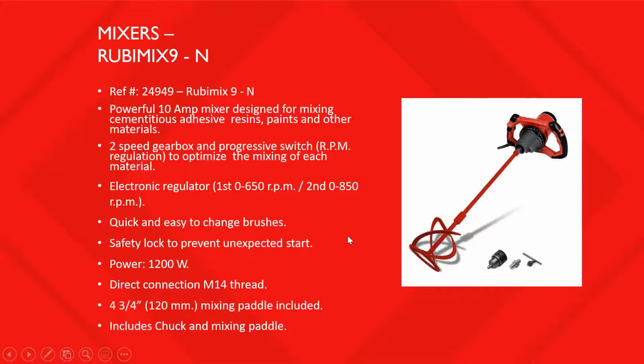Ruby Mix. Here is our mixing drill. It's one of my favorites because I started out as a bucket and trowel guy, and as a helper, they'd always tell me to go mix the mortar, go mix the thin set. So here we have the Ruby Mix 9. It's got a 2 speed regulator. The first gear is 0 to 650 RPMs. The second gear is 0 to 850 RPMs.